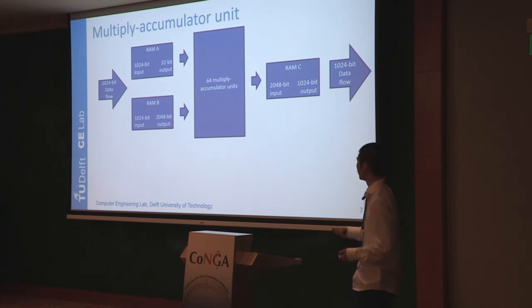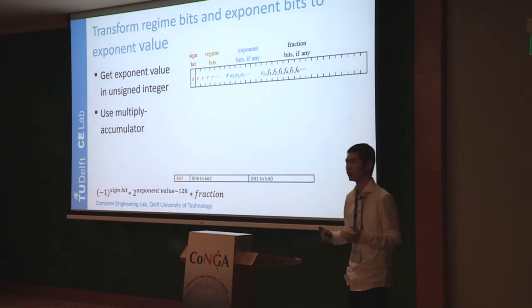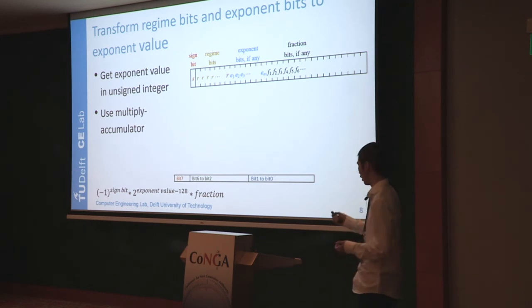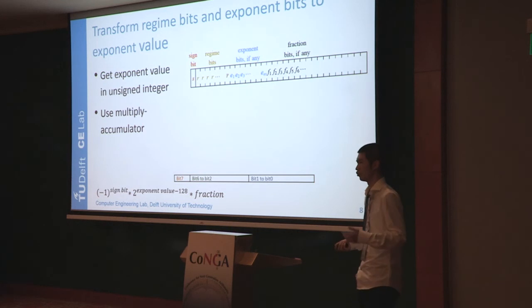And now I will introduce the multiply-accumulator unit here. Before doing the calculation, I need to do some transformation on the posit number. I will calculate the exponent value based on the regime bits and the exponent bits. The exponent value will be an 8-bit number. It's very easy to do the transformation.